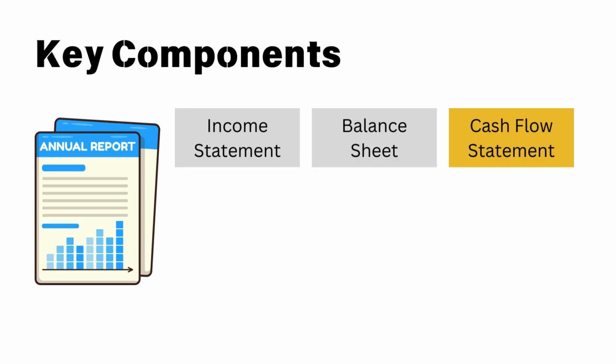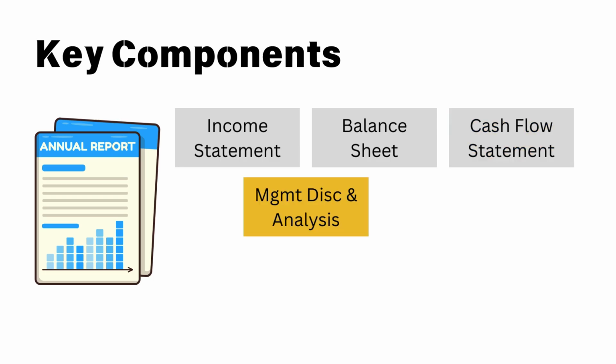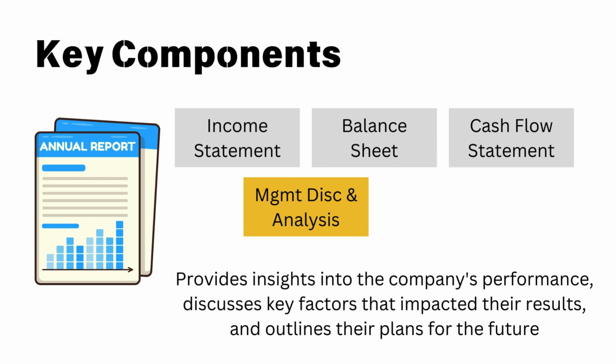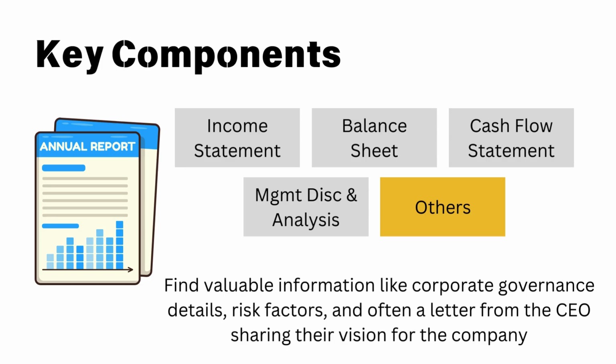Cash flow statement. This document tracks the movement of cash in and out of the company. This helps you understand how the company generates and uses cash. Management Discussion and Analysis, or MD&A for short. This section provides insights into the company's performance, discusses key factors that impacted their results, and outlines their plans for the future. You'll also find other valuable information like corporate governance details, risk factors, and often a letter from the CEO sharing their vision for the company.